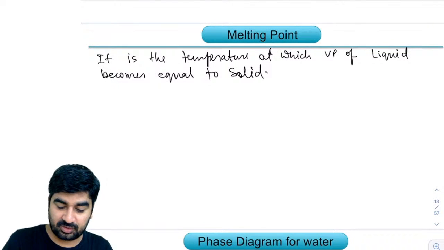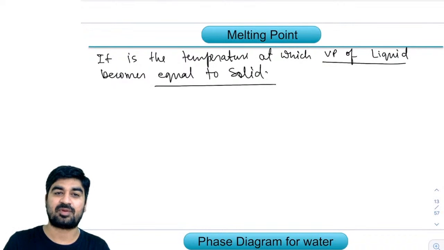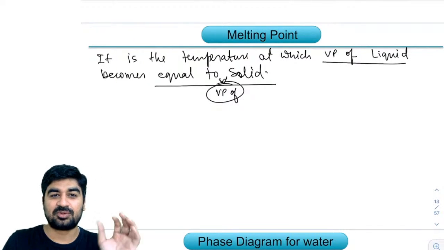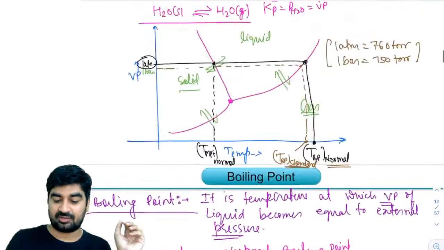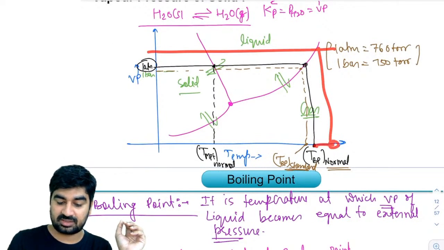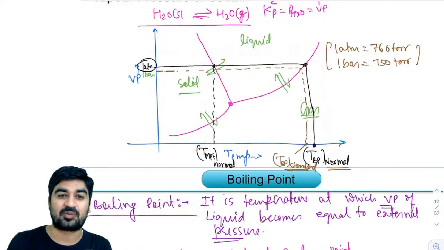So guys, melting point is the temperature at which vapor pressure of liquid becomes equal to vapor pressure of solid. Got it? So now you know the melting point, and again, if you increase the external pressure, boiling point is increasing, but melting point will decrease for water.